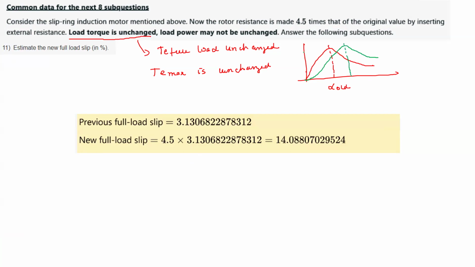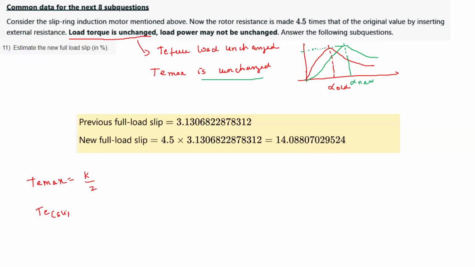This value remains the same. Okay, so this is alpha new. So T max in both the cases remains the same. So T max also is unchanged. Okay, so you will see that the ratio which we were taking, right, T max. So T max was how much? T max was K by 2.